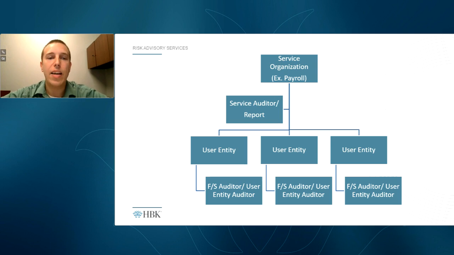And then just a high-level overview. We put together just a sample breakdown. I'm a visual person myself, so we thought this may be helpful. At the top, you would have the service organization. In this example here, we'll just use a payroll company. They hire the service auditor to perform a review over their controls and then issue a report. From there, that report would be provided to the user entities or their customers. And then at that point, those external customers have their own user entity auditors who could rely on those controls that are identified in that report.